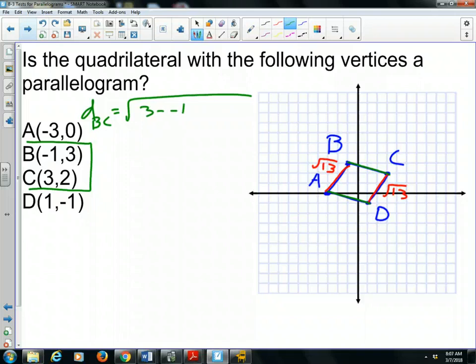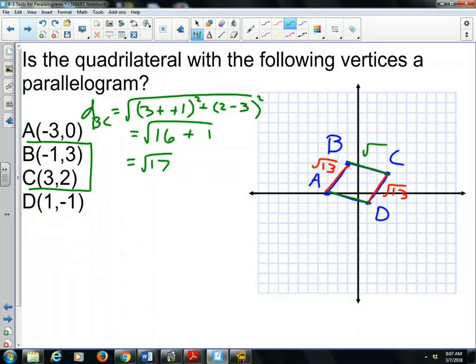3 minus a negative 1, that quantity squared, plus 2 minus 3, that quantity squared. 3 minus a negative 1 is 3 plus 1, which is 4, squared is 16. 2 minus 3 is a negative 1, square negative 1, and you get a positive 1. So the distance from B to C is the square root of 17 units. This is the square root of 17. All right, everybody, the moment we've all been waiting for. Let's find the distance between A and D, and let's see if it's the square root of 17 units.